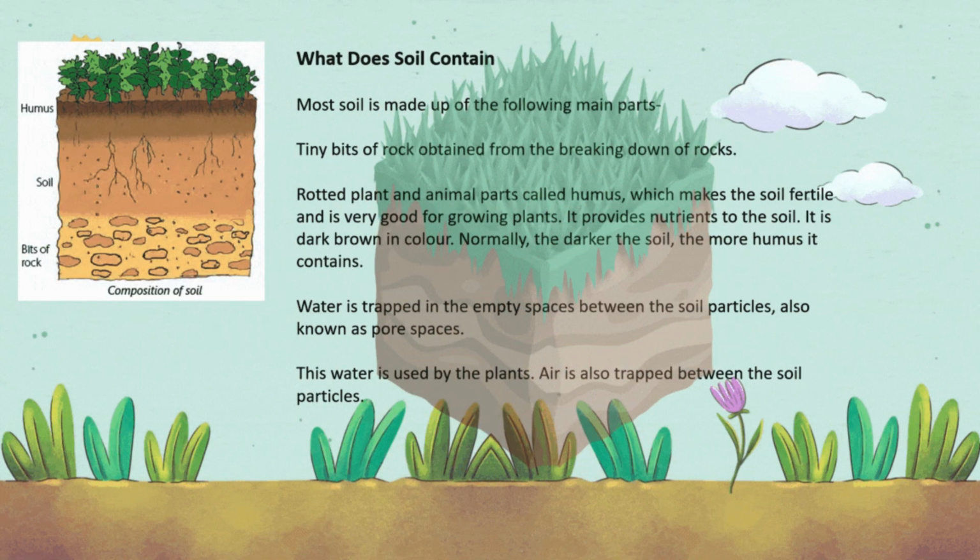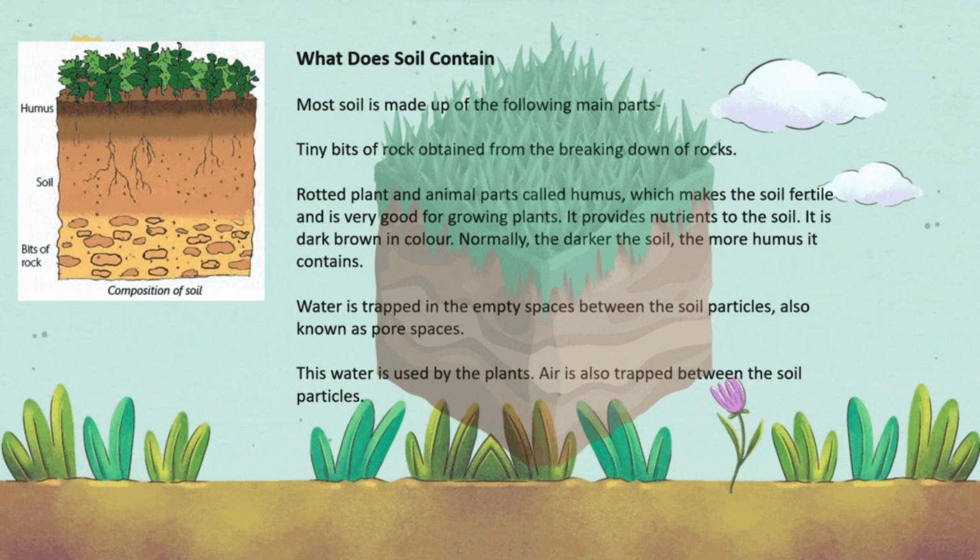What does soil contain? Most soil is made up of the following main parts. Tiny bits of rock obtained from the breaking down of rocks. Rotted plant and animal parts called humus, which makes the soil fertile and is very good for growing plants. It provides nutrients to the soil. It is dark brown in color. Normally, the darker the soil, the more humus it contains.